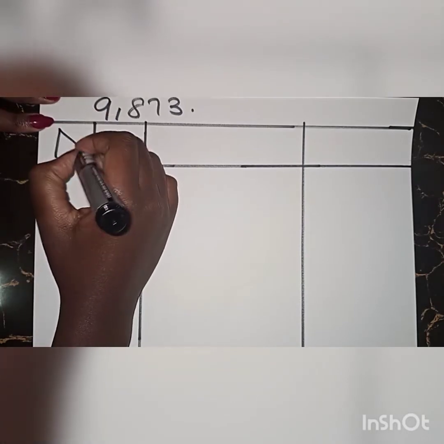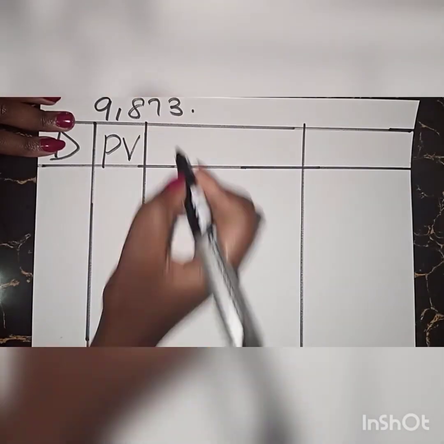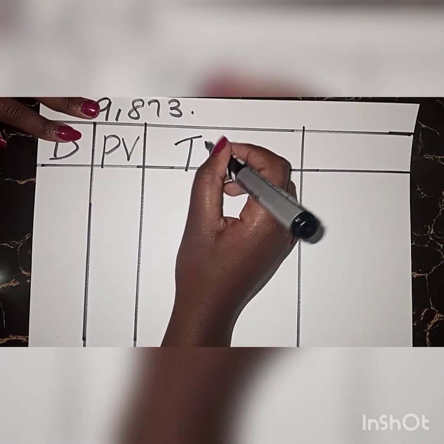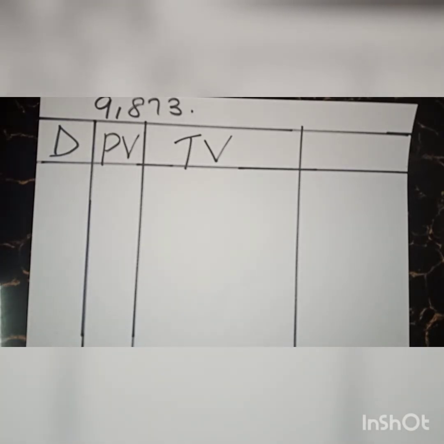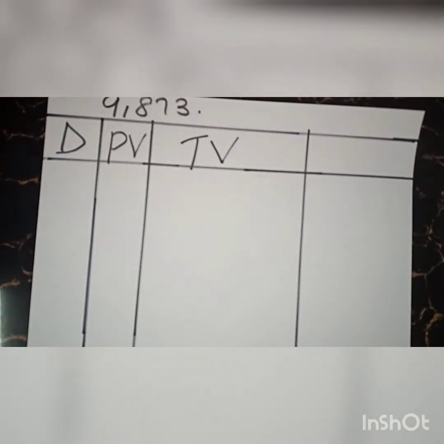Okay. So in the first column we have the digits. I'll represent the digits by letter D. In the second column we have the place value. The third column will show how the total value is derived. Okay, so we'll just write total value here. And in our last column, we'll have our actual total values. Are we together? Okay, let's first write the digits.